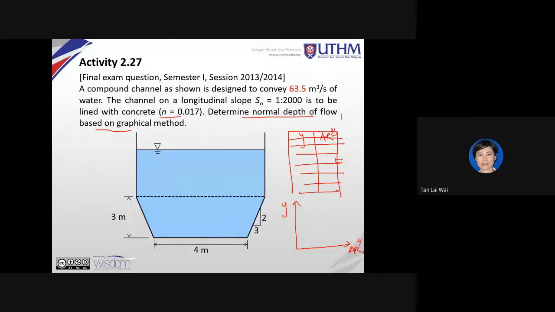Then you need to find, I don't know how it looks like. For example, you have points. Then, based on the AR to the power of 2/3 value, you can actually find your y naught. Now, try this out. You need to find what is the y.